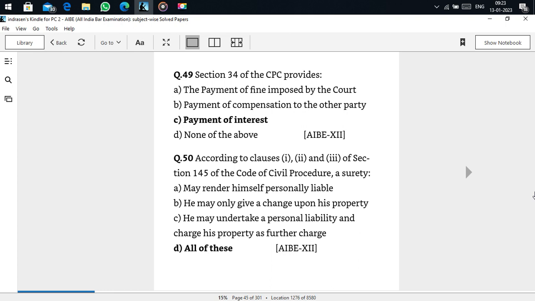According to clauses 1, 2, 3 of the section 145, so immediately you can refer to the section 145 of CPC. It may render himself personally liable. He may only give a charge upon his property. He may undertake a personal liability. All of these are the answer.